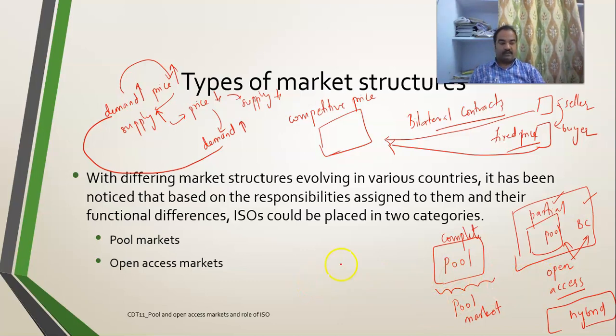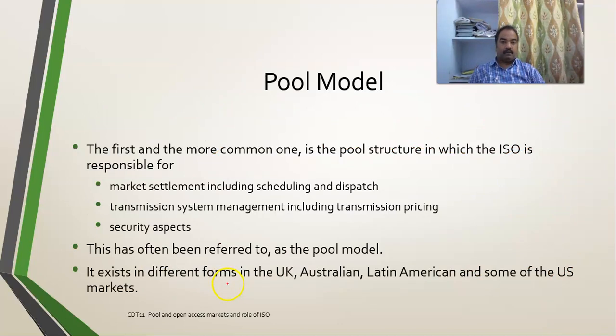So we will compare these two markets. One is a complete pool market, the other is an open access market, which is a combination of pool and bilateral contracts. Now we will go with the first one, the pool model. It is just like what we studied in unit number 1. This is one of the common markets where the independent system operator takes the bids from GENCOs, finalizes the MCP, and gives instructions to the GENCOs and DISCOMs or the other entities regarding the scheduling of electric power.